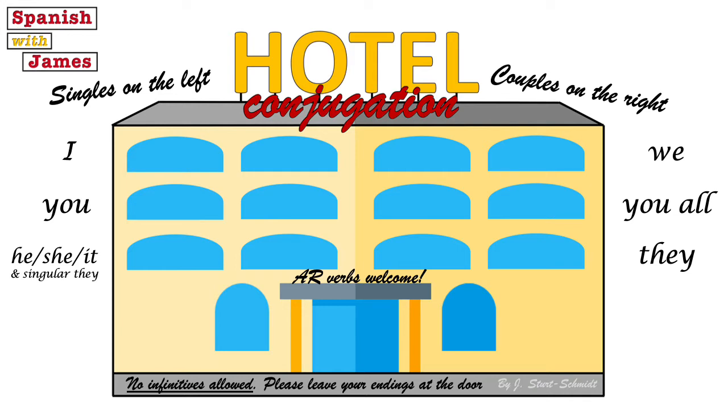And then on the right-hand side, we've got all the grammatical persons where there's more than one. So we need more than one person to make we, you all, and they. And we is the first person plural, you all is the second person plural, and they is the third person plural. Now in Spanish, these pronouns are yo, tú, él, ella, he, she or singular they, nosotros, we, which can become nosotras and nosotres as well, vosotros, vosotras or vosotres, and ellos, ellas or elles.